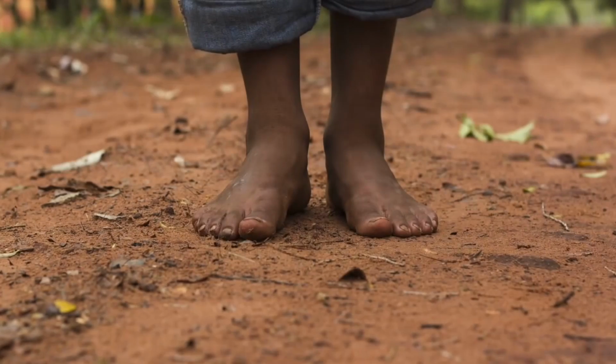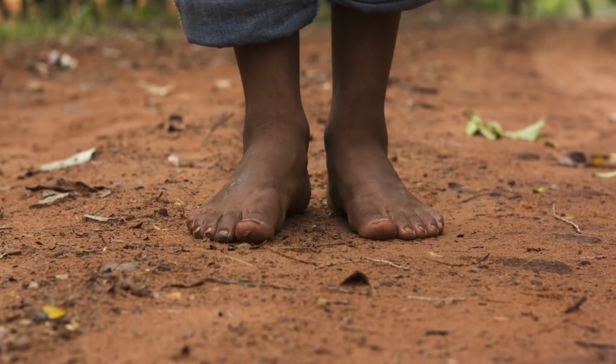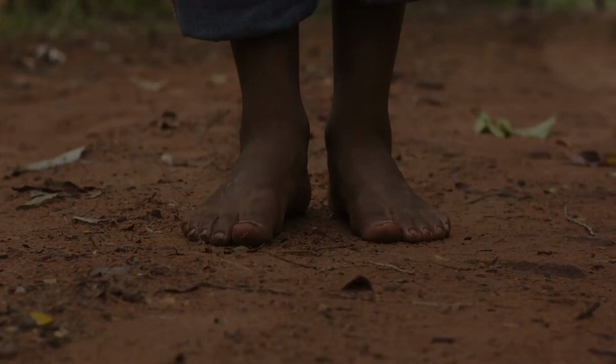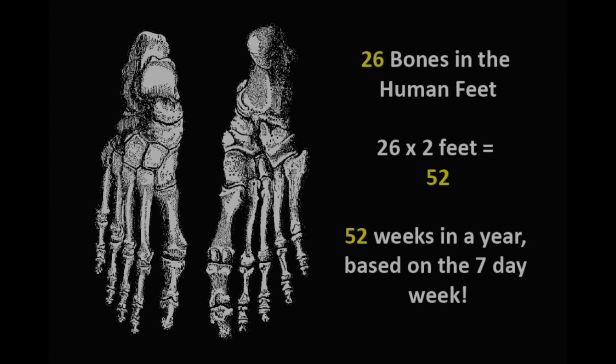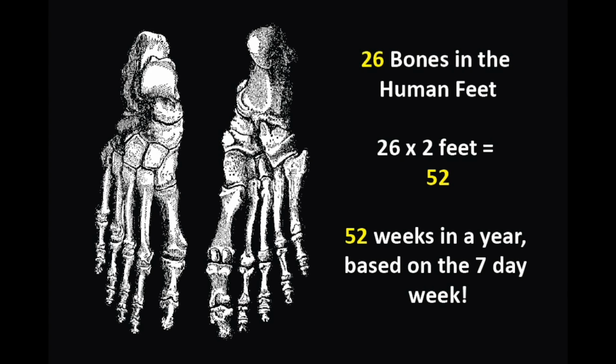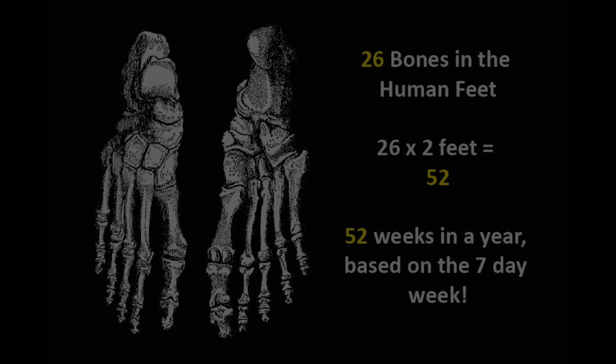Each human foot has 26 bones, which means that when you have both feet planted firmly to the ground, there are 52 bones that allow you to walk on this Mother Earth. Once again, equivalent to the number of weeks in the year, with 7 times 52 equaling 364.